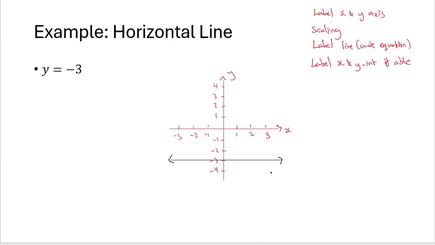Now we're going to label the line. So write the equation, y equals -3. And then next we're going to label the x and y intercepts if we're able to. Now I can see I have the y-intercept there, so I'm just going to label this (0, -3). And that's how you'll do it.